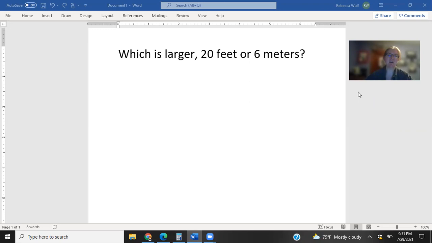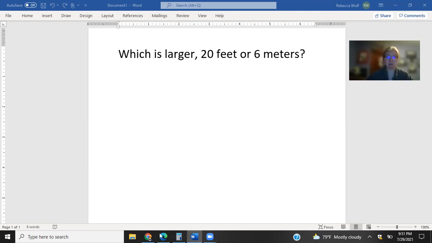This section is all about units. So feet are different than meters. We need to convert one of them so that we have matching units so we can make an even comparison. Doesn't matter which one we convert. I'm going to need a conversion factor.